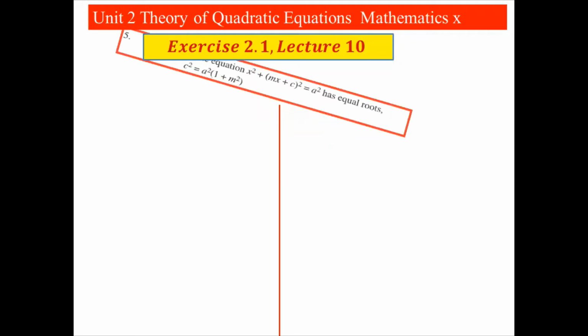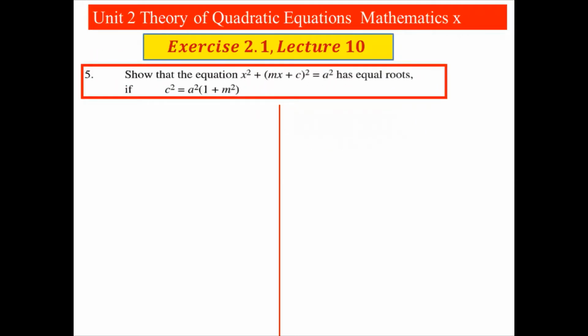So, question number 5. Show that the equation x square plus (mx plus c) whole square is equal to a square has equal roots if c square is equal to a square times (1 plus m square). First, we have to find the discriminant, and we know that for equal roots, the discriminant must be equal to 0.